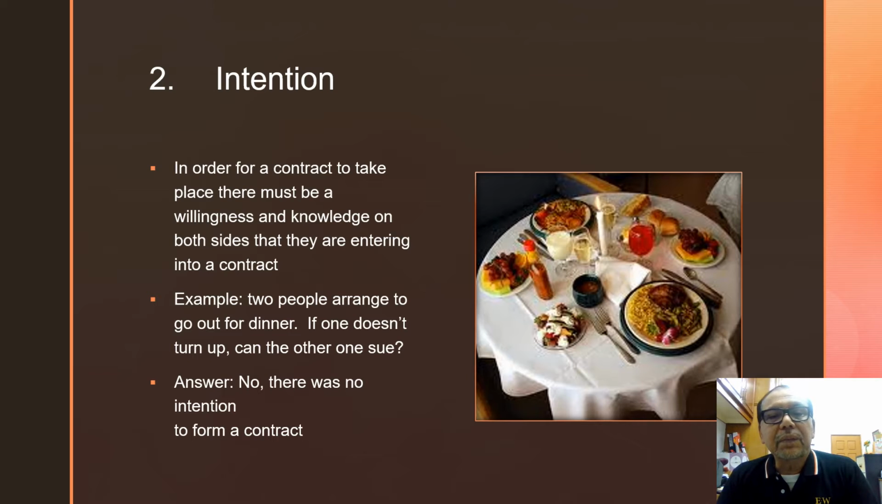Okay, in order for a contract to take place, there must be willingness and knowledge on both sides that they are entering into a contract. So both of you must have knowledge. I offer to sell my car, you also understand you're going to buy my car. But if I'm offering to sell my car and you think that I'm selling your lorry, then something is wrong. Both parties have no knowledge of the product, and then the intention is not there. So for example, if two people arrange to go out for dinner, if one doesn't turn up, can the other sue? Cannot, because there is no contract.